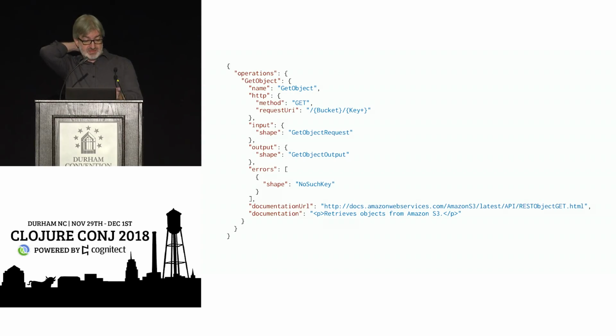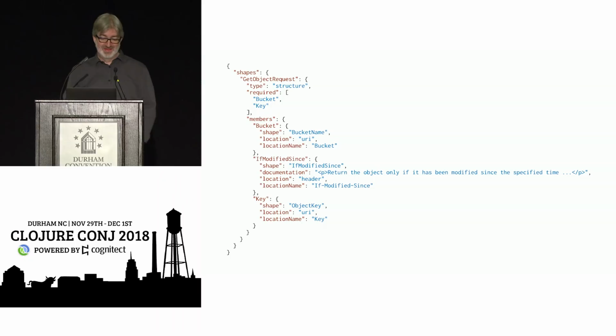You can see further down there's some documentation. You can see some HTML tags there, so you know that this is intended for presentation on the web. And this is actually the documentation you'll see if you go up to the Amazon documentation. You'll see it retrieves objects from Amazon S3, without the p tags. All right, so here's what a GetObjectRequest looks like.